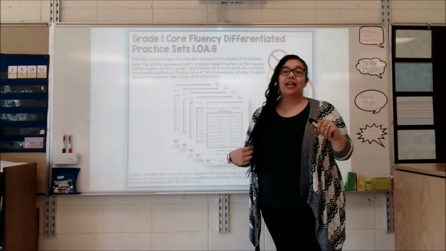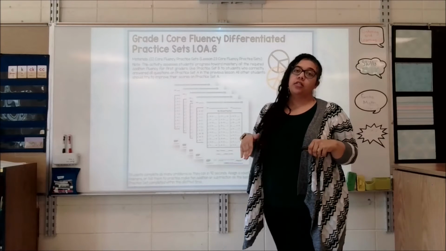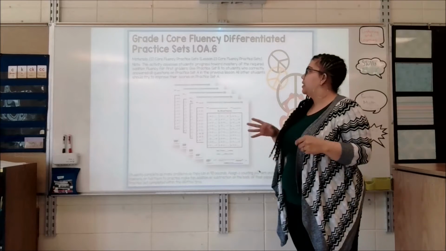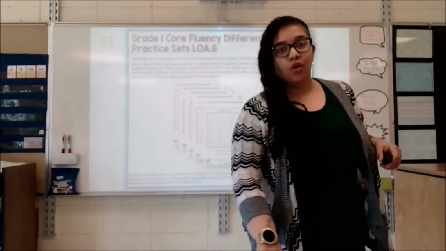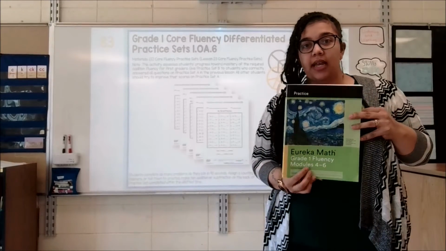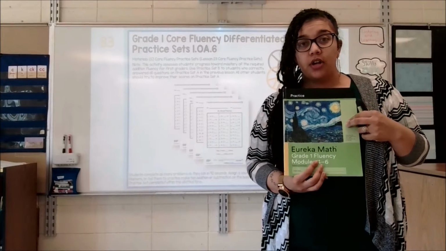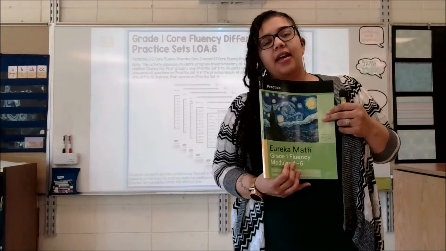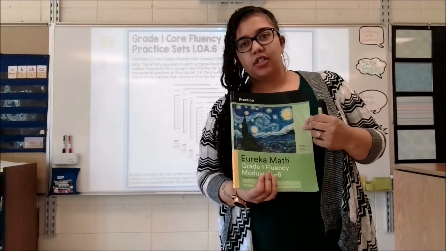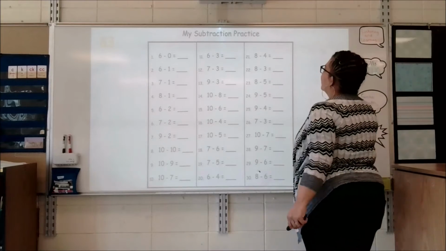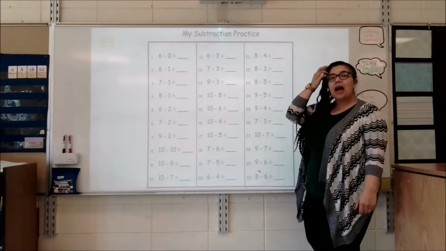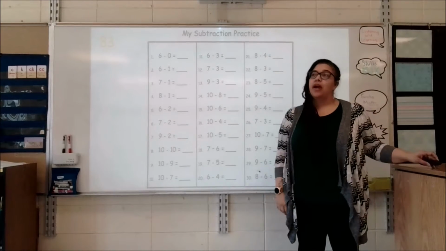Okay, so let's get our class started for today. We are still doing the core fluency practice sets. You're going to be on page 83 in your Starry Night book today. So page number 83 in your Starry Night. Yeah, it's called the Starry Night. Page 83, and it looks like this. It is titled My Subtraction Practice.